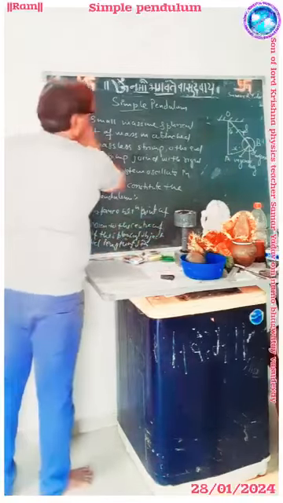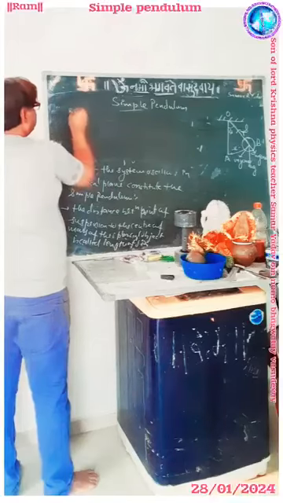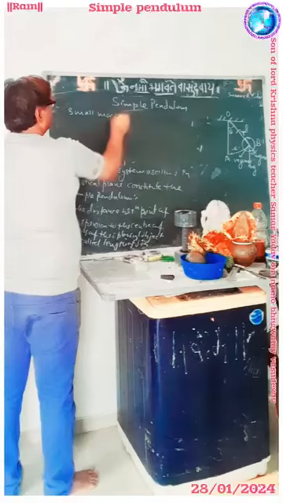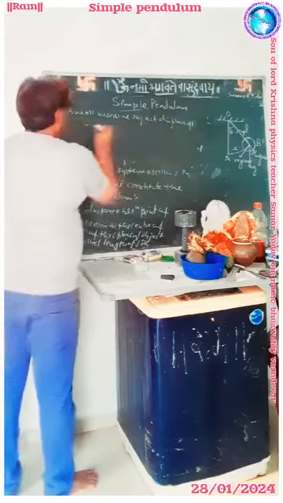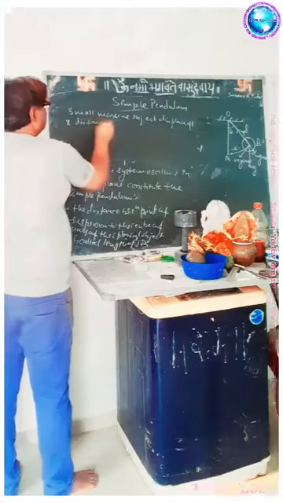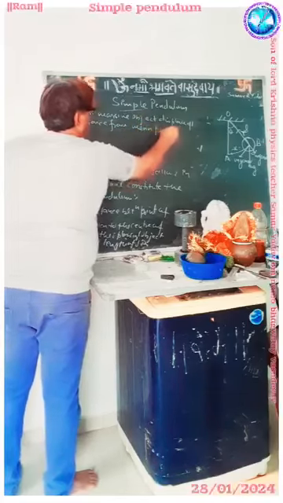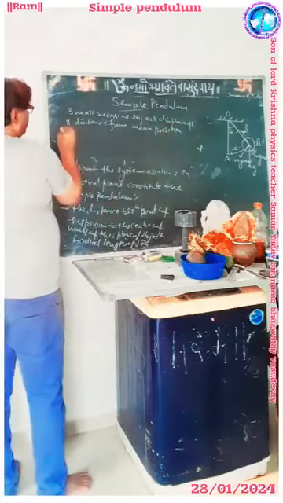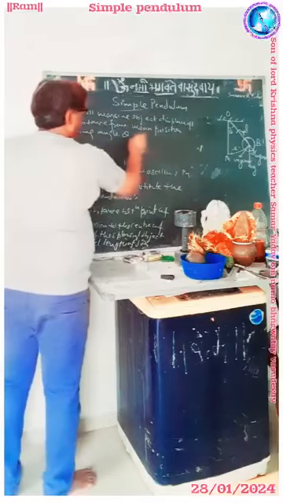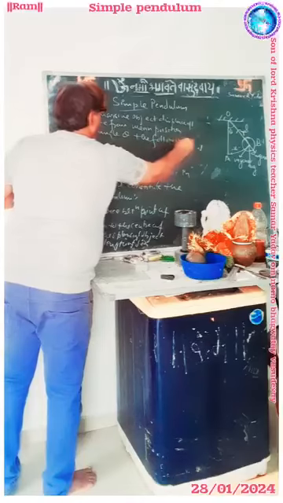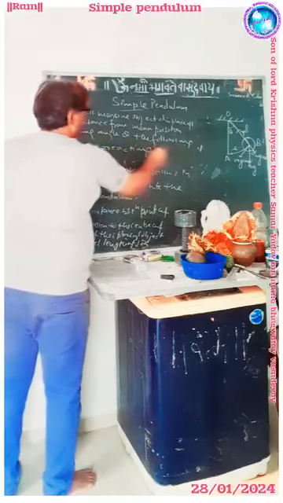Now you can see here a small massive object is displaced by x distance from the mean position, making angle theta. The following forces are acting on it.